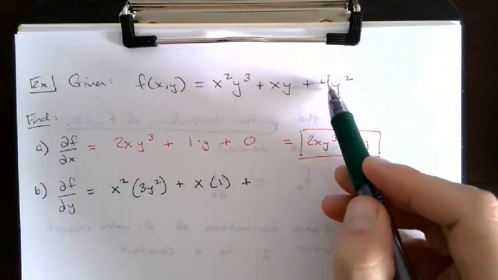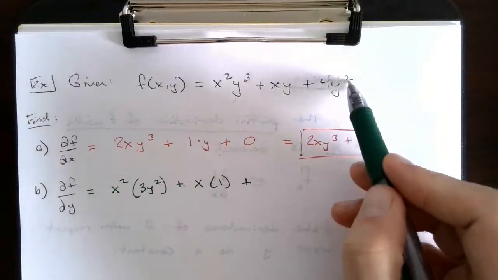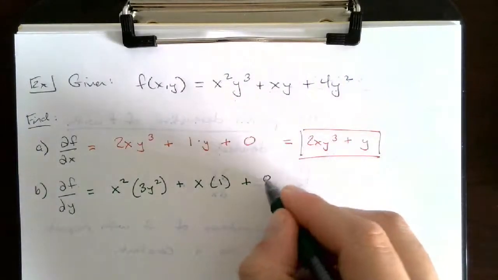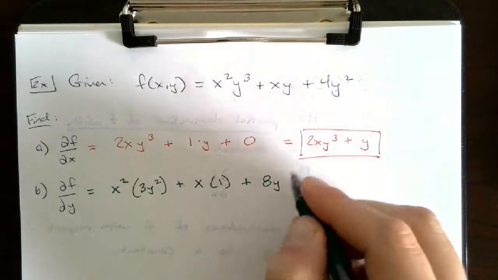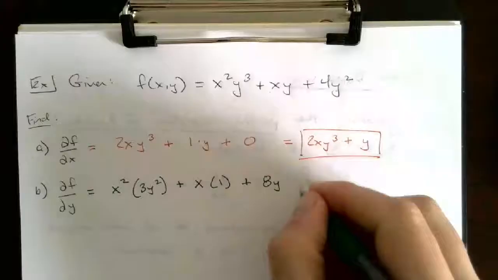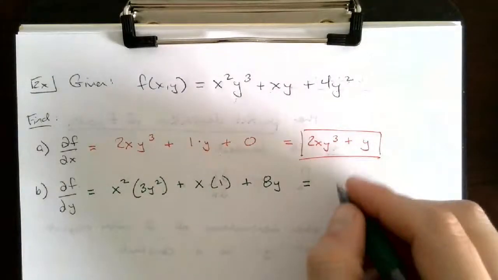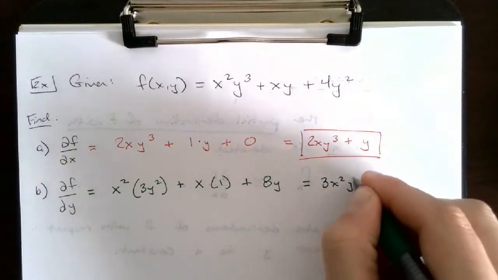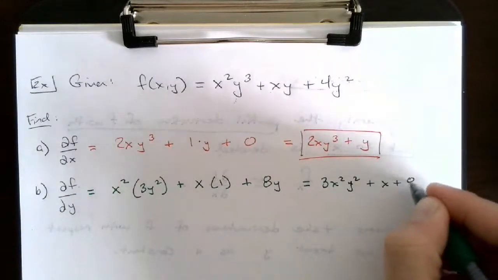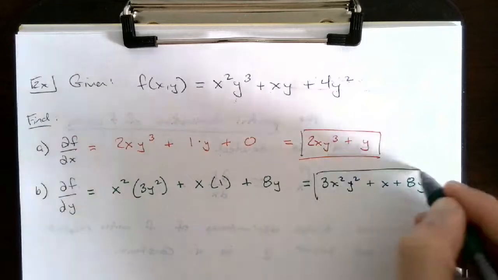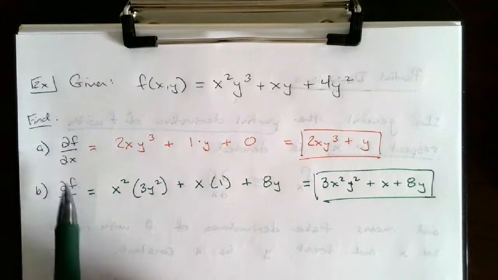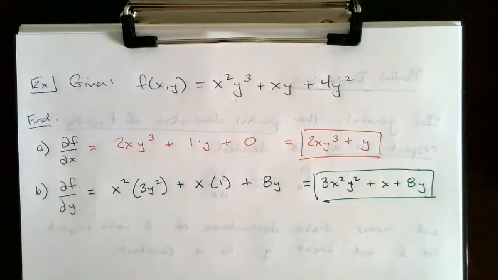Now, 4 is a constant, but it's times this function y squared. Well, how do you take the derivative of y squared? You're going to bring the 2 down, so 2 times 4 makes this 8, and then y to the first power. And then we'll just simplify what we have. So this gives us x squared times 3y squared is 3x squared y squared, plus x times 1 is just plus x, plus here we have 8y. Alright, so depending on what you're taking the partial derivative with respect to, it changes how you approach the problem.